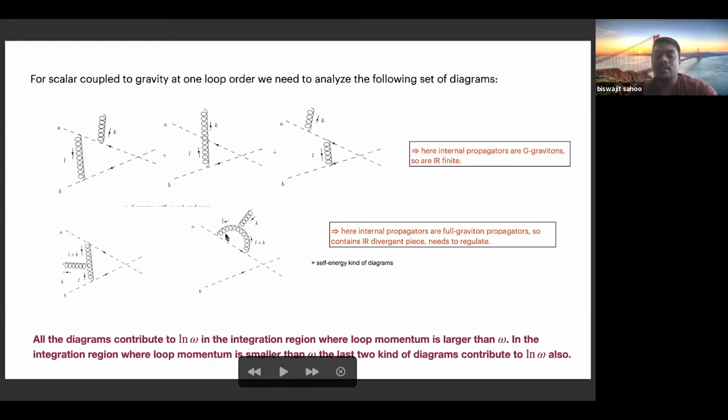If we do this and put an IR cutoff for this kind of diagram, since it contains the extra IR divergent factor, we can see that these diagrams can contribute to log omega when the loop momentum is greater than the momentum of the external gravitons. In that range, if we approximate, we find that it contributes to log omega. These diagrams also contribute in the region where the loop momentum is smaller than omega and greater than the IR cutoff; there also it contributes to log omega, and that basically gives the phase contribution which I was telling.